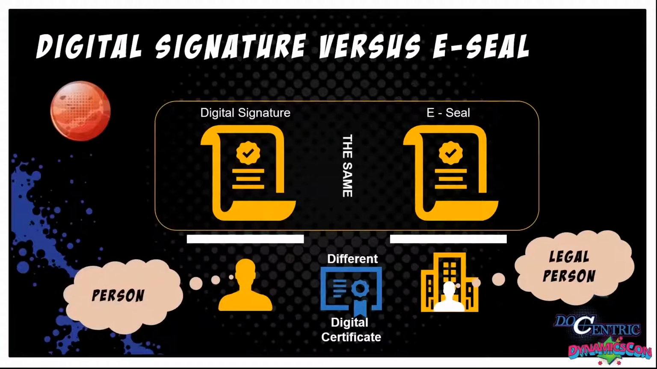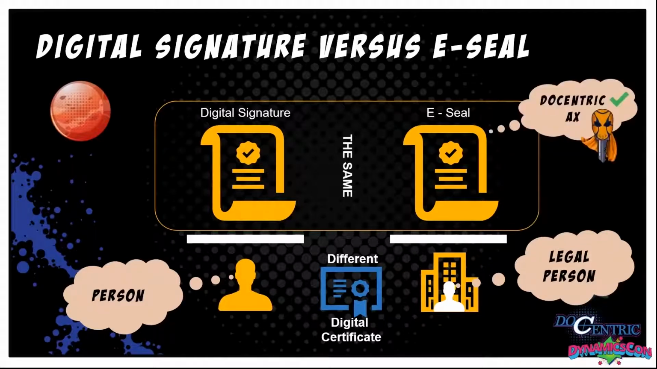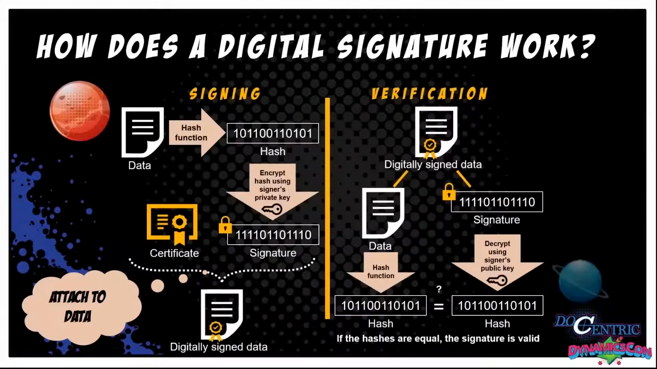And for creation of digital signatures, an action of the person signing a document or data is required. So for example, a PIN or password must be entered to access the private key at signing time. But we at Docentric are using electronic seals as they can be incorporated in the processes without any user interaction and are completely automated. Now let's move on to how a digital signature works.